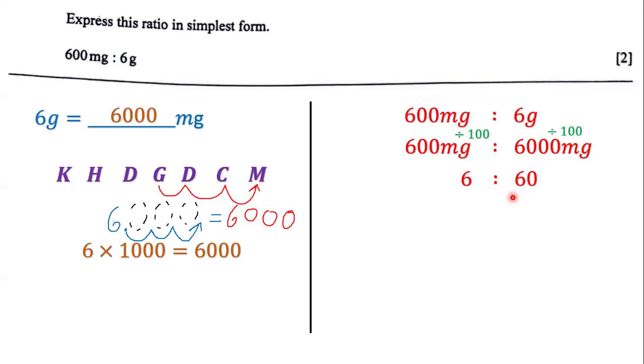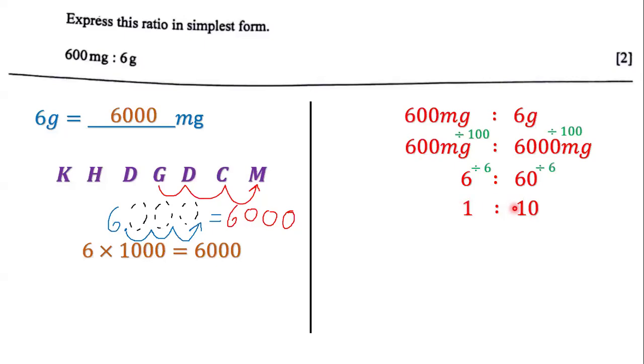Now let me ask you a question. Is this in simplest form? No, sir, we can divide both by 6. Yeah, let's use the highest common factor. So we're going to divide both sides by 6. Very good. 6 divided by 6 is 1, but 60 divided by 6 is what? 10. So the answer is 1 to 10.